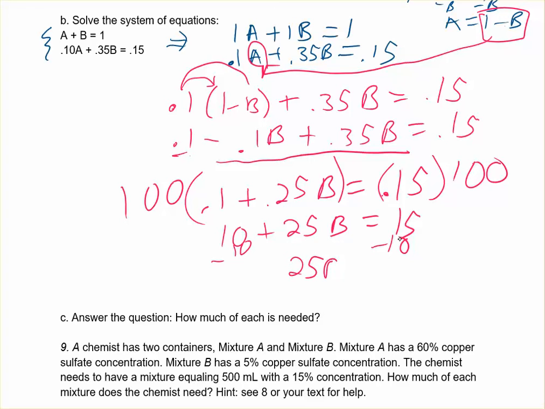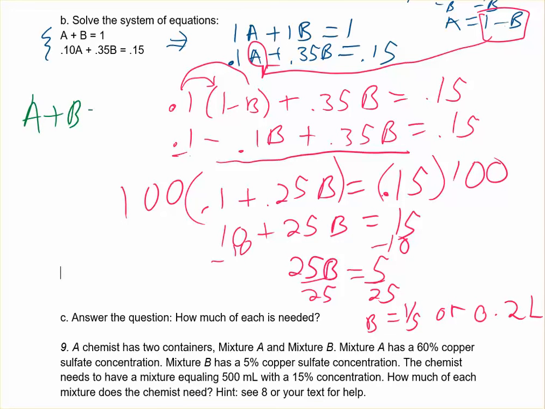So now I subtract 10 from both sides. 25B equals 15 minus 10 is 5, divided by 25, and B is equal to 1/5, or that's the same as 0.2. This is liters. And now I can find A, because remember, A plus B was equal to 1. So if B is 1/5, and together they equal 1, then A must be 4/5.